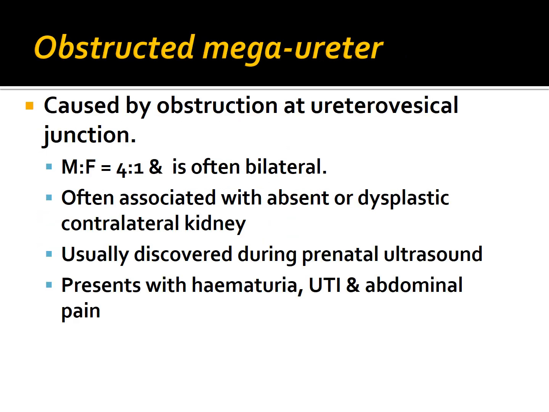Now come to the ureter, obstructive megaureter. This is caused by obstruction at the ureterovesical junction. Ureter and vesical means ureter and urinary bladder. The male to female ratio is 4 times higher in males than in females. It is often bilateral and often associated with absent or dysplastic contralateral kidney, usually discovered during prenatal ultrasound. It presents with hematuria, urinary tract infection and abdominal pain.